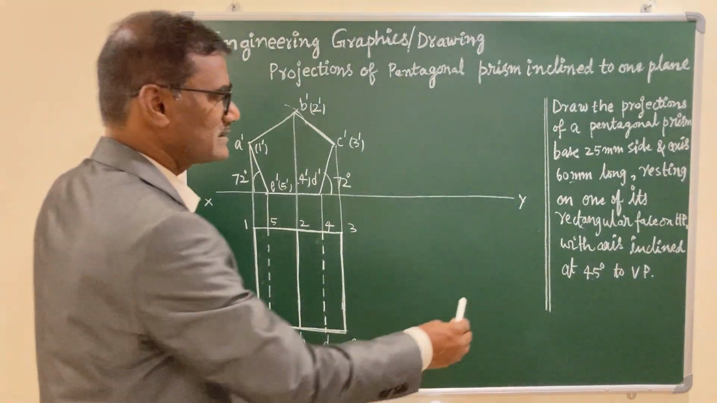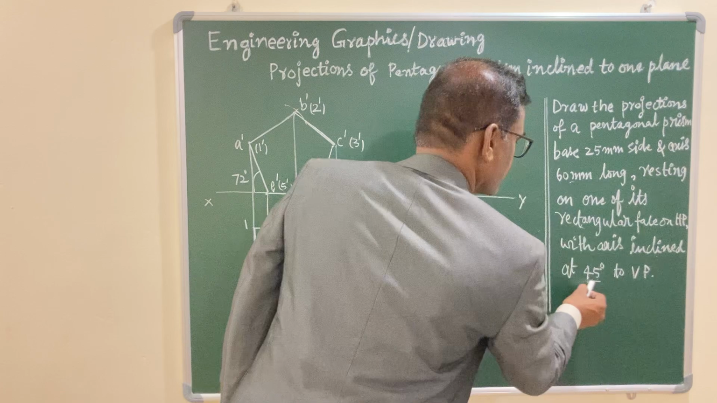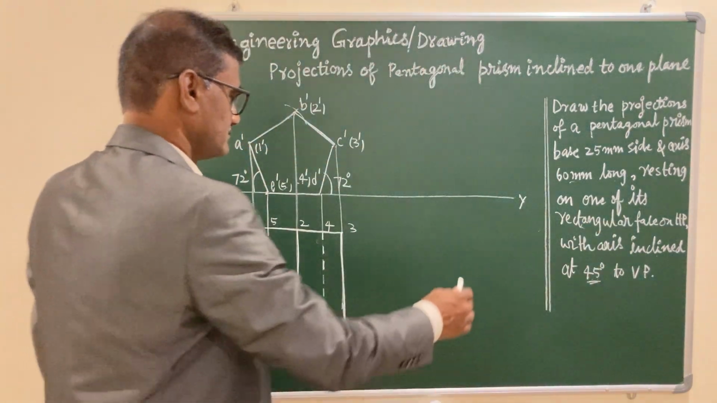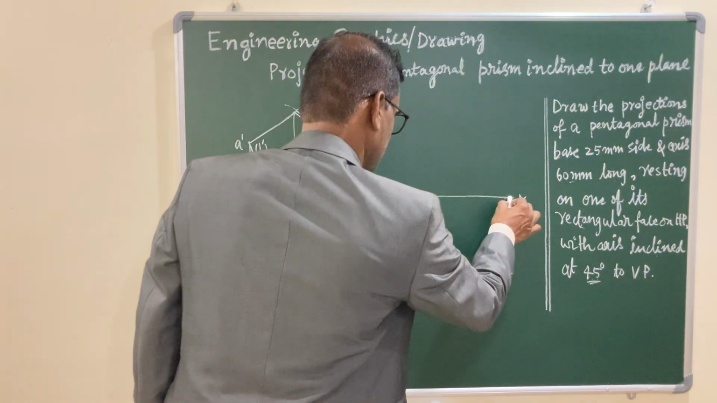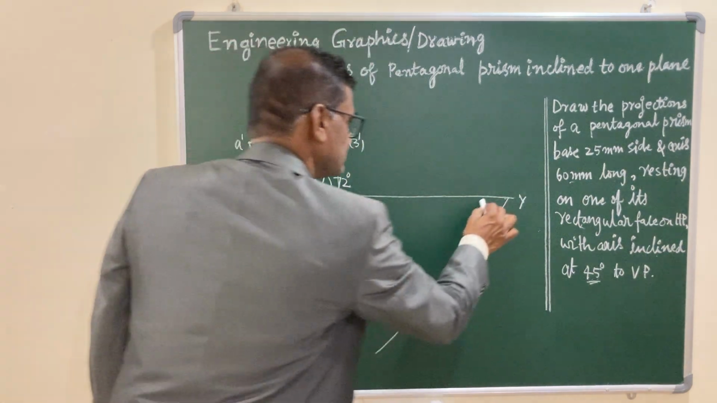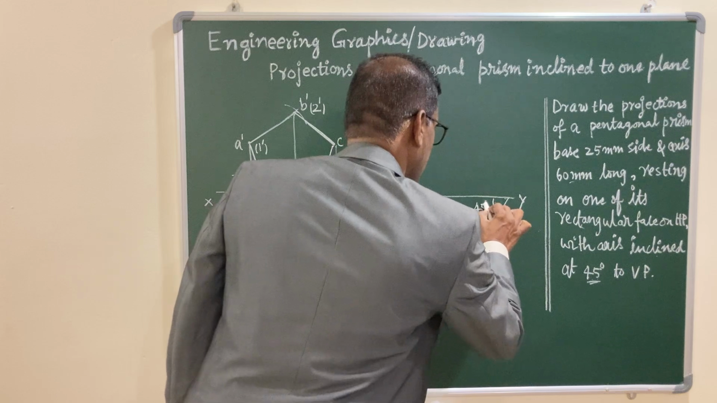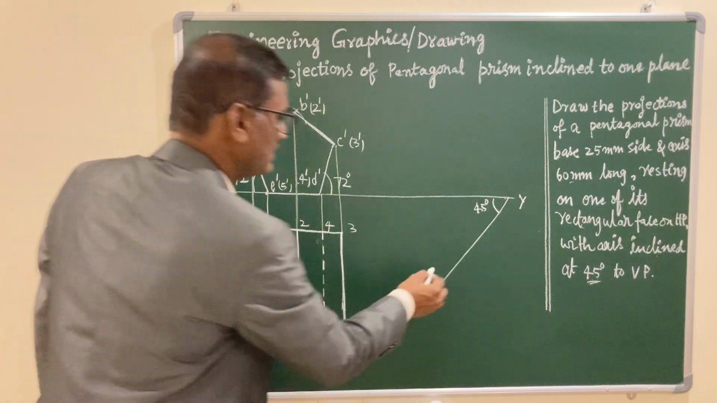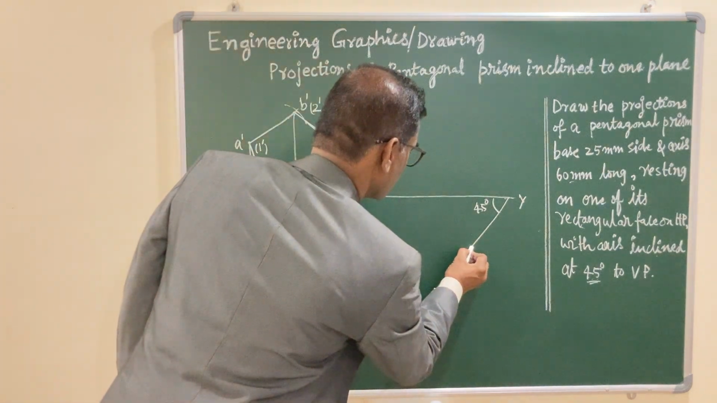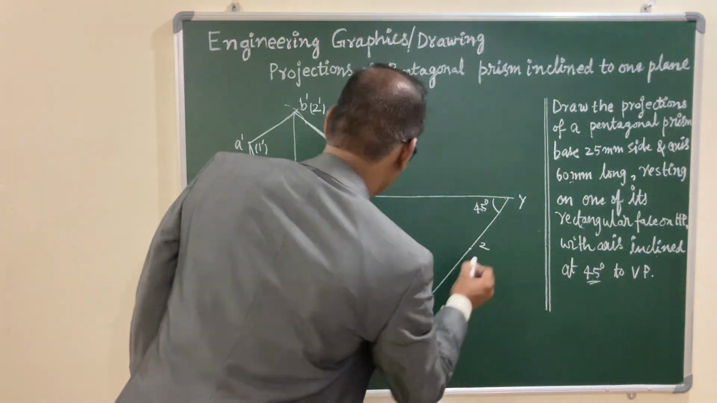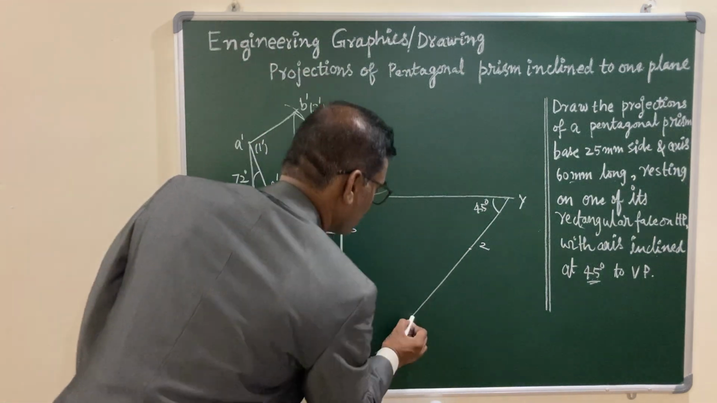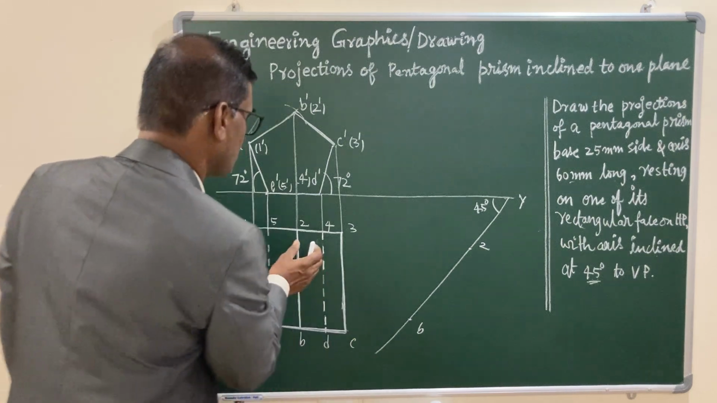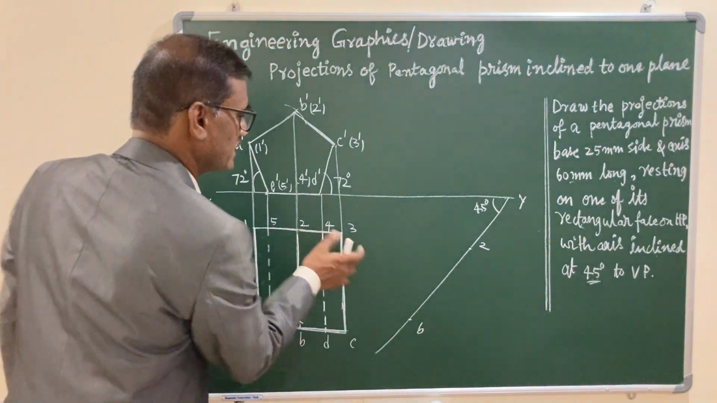Now it is said that the axis is inclined at an angle of 45 degrees. So let us draw a line at an angle of 45, and reproduce the top view on the 45 degree orientation line. I am placing it randomly. You can mark point 2 and mark B on this line, and reproduce with the help of a compass 2 to 3.